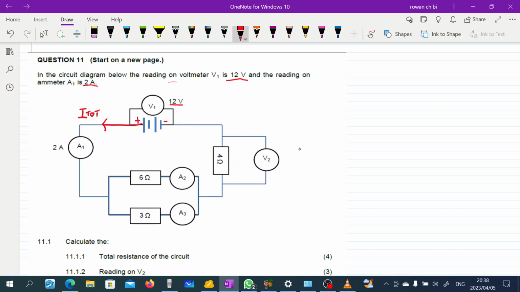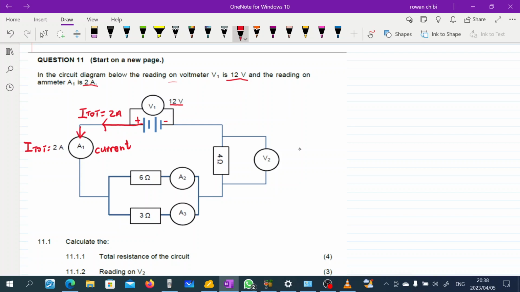So that electricity, when it's passing A1, this is the ammeter. The function of the ammeter is to measure current. So the current that the ammeter measured is 2 amps. That means that I total from the battery, that current that came from the battery going down, is 2 amps. We already know the total current is 2 amps.